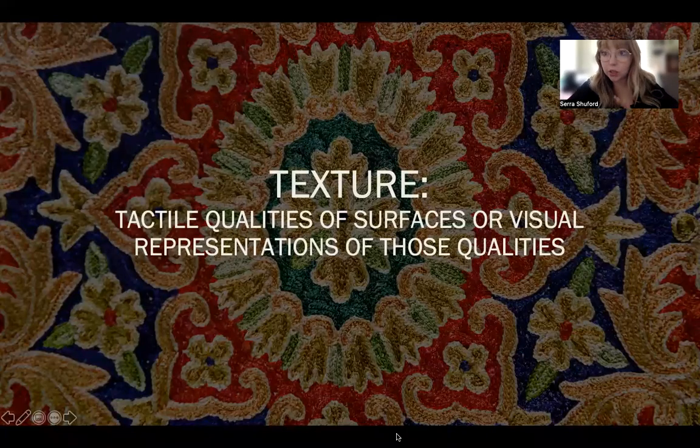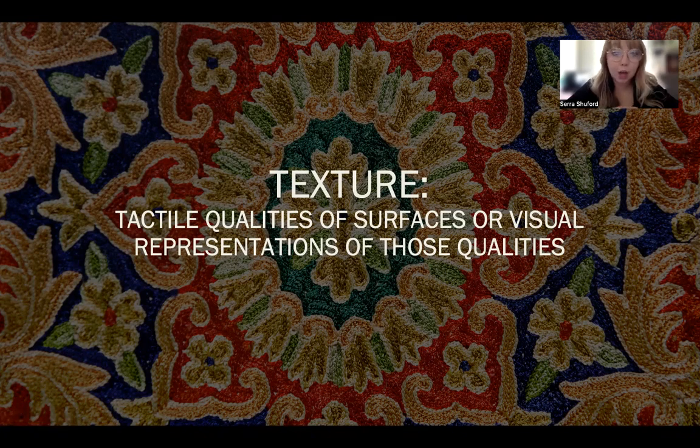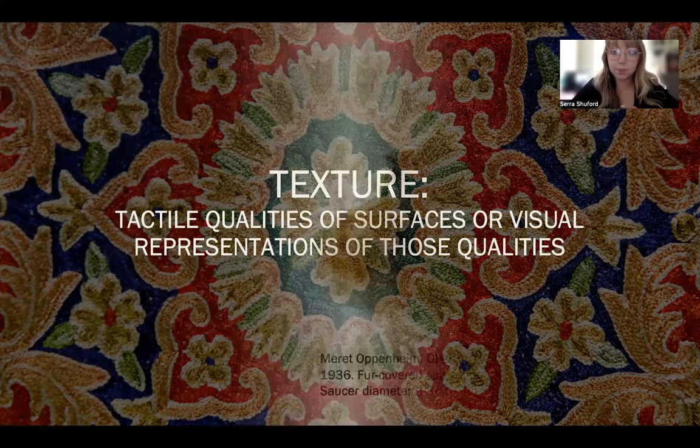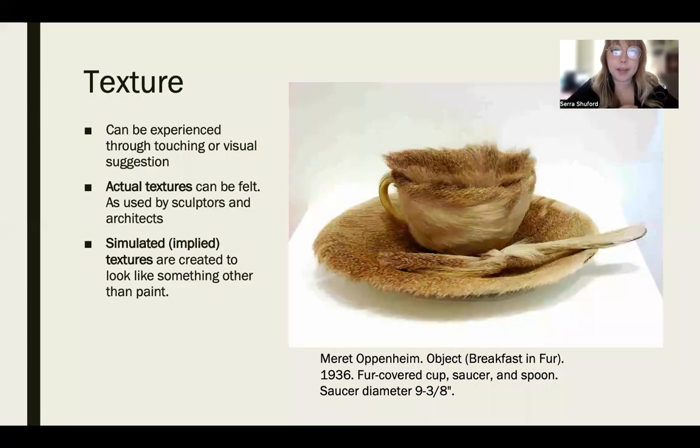Okay, very quick little sum up on part five of lesson five of module two. We're going to go over texture really quickly in the next two slides. So, texture is the tactile qualities of surfaces or visual representations of those qualities. Texture can be experienced through touching or visual suggestion.